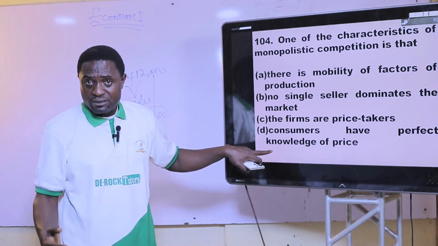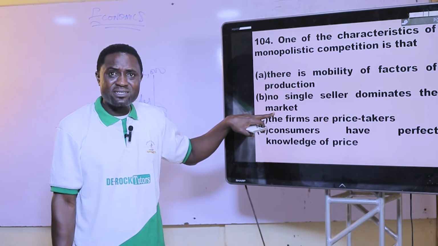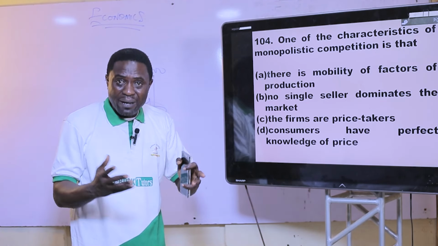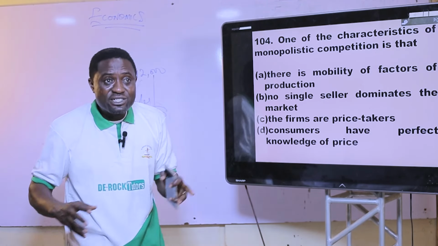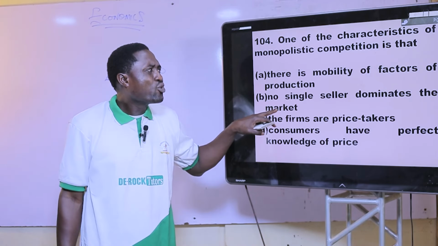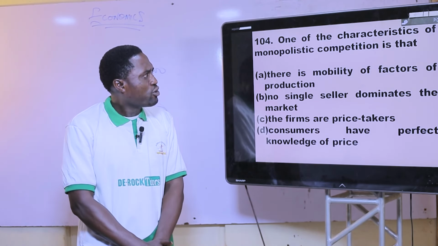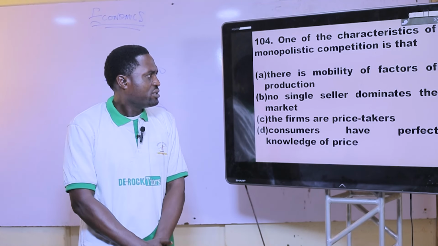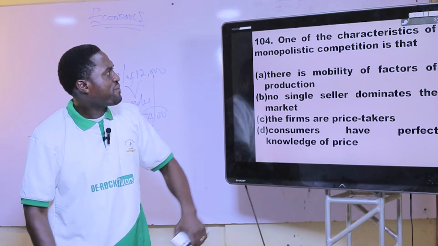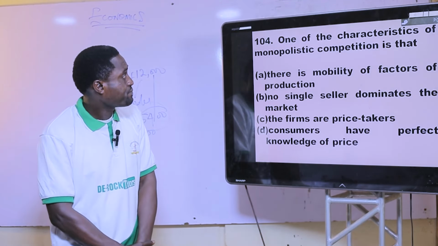This feature is under the perfect market. The firms are price takers under the perfect market. No single seller dominates the market. Everybody is taking from the larger share. That is under the characteristics of monopolistic competition. So no single seller dominates the market under monopolistic competition. You understand? So that is the perfect answer to that. What is the major characteristic of monopolistic competition? Then the next one, 105.